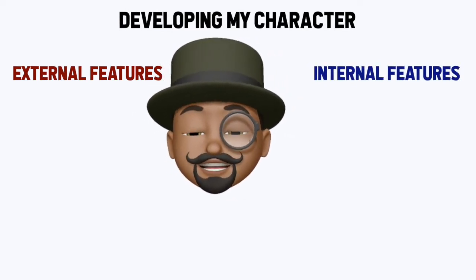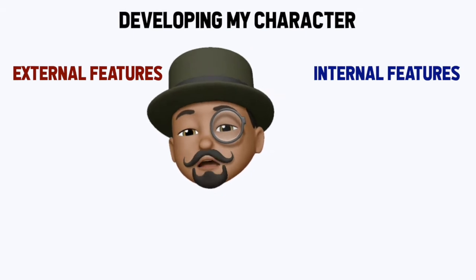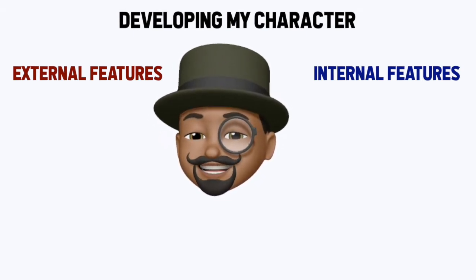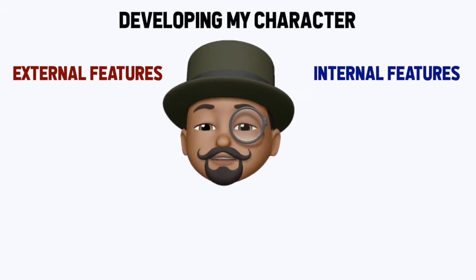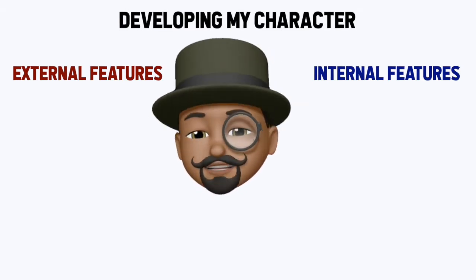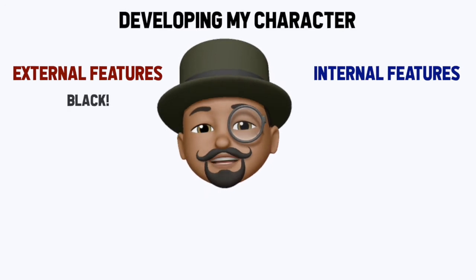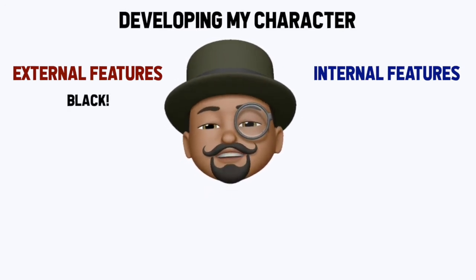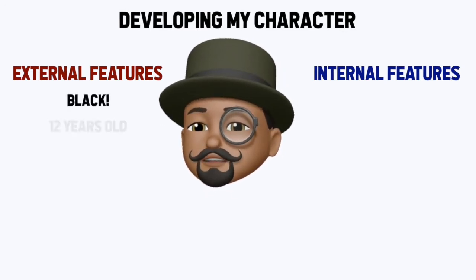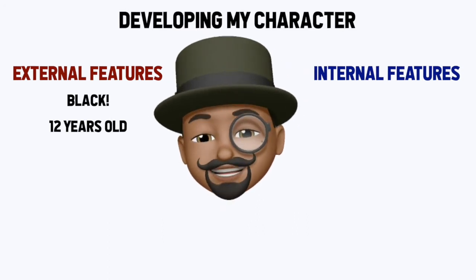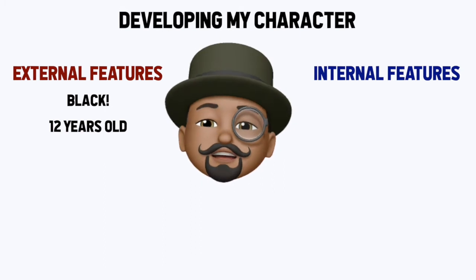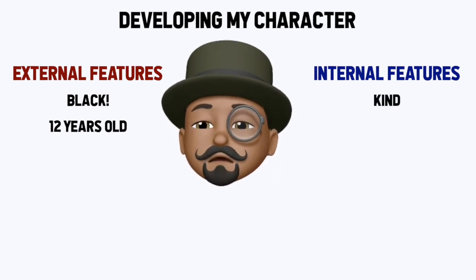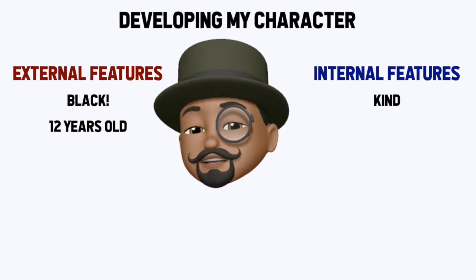So let's use the same example from last time about the young black kid who was a kung fu prodigy. We already know a few things about his external features, his outside features. We know that he's black, so let's put that on there. I think I said he was 12 years old. Let's go ahead and put 12 years old. On the right side, I think I said he was a kind individual. So let's put that on his internal feature side, because that's something that you can't necessarily see from the outside.